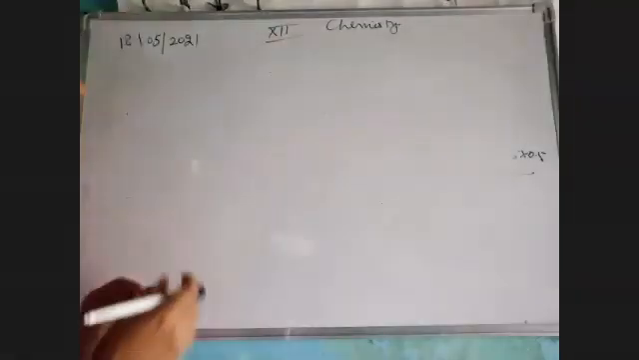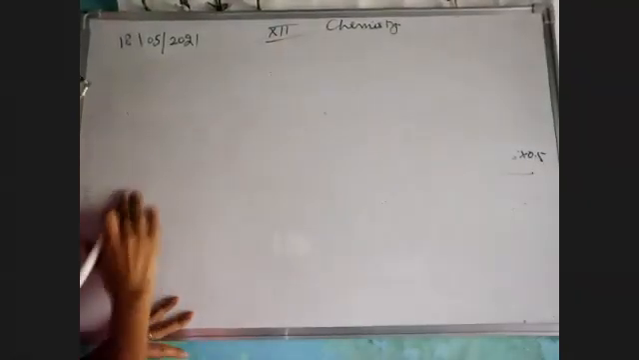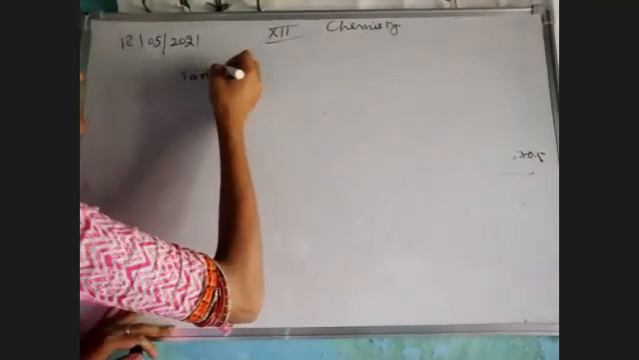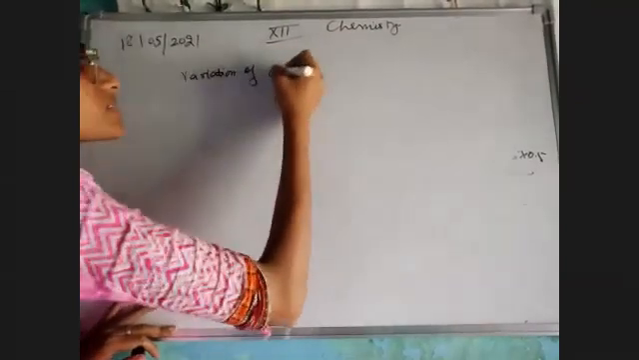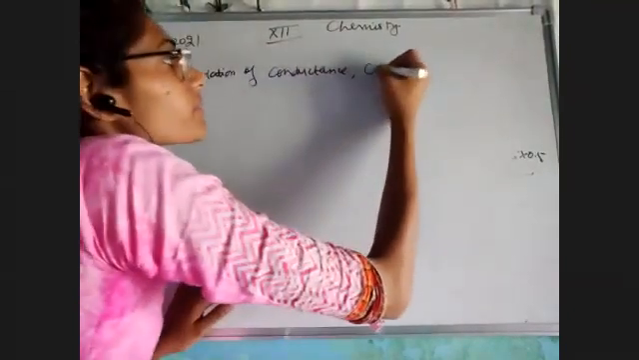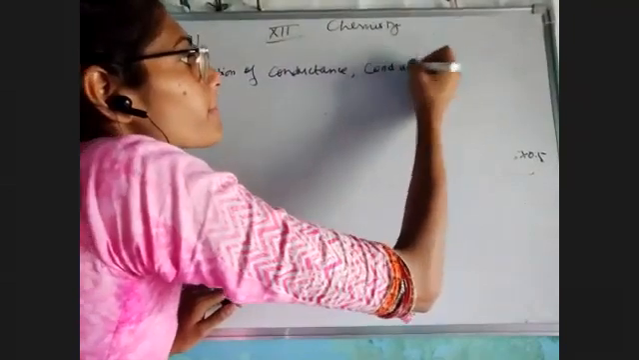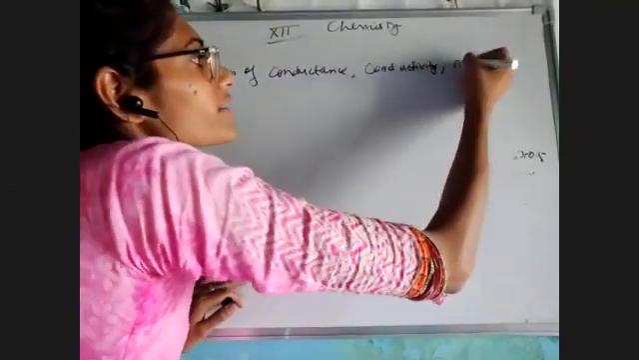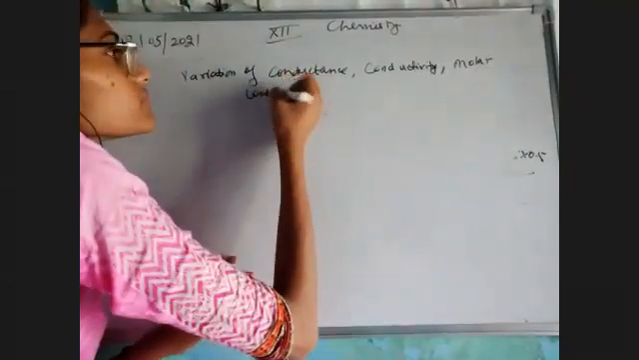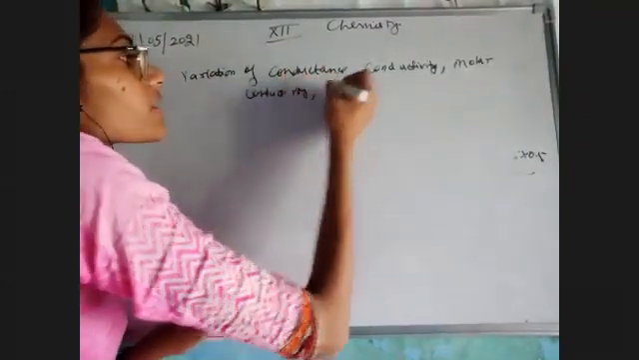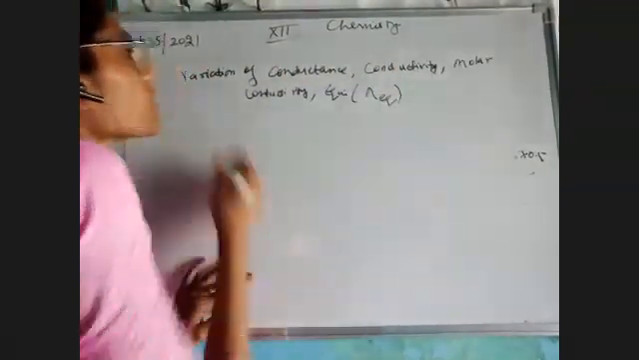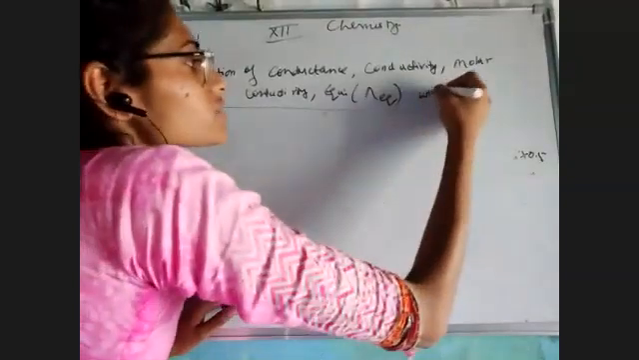Okay. Now, let's first of all move to the topic: variation of conductance, conductivity, molar conductivity, and equivalent conductivity, that is known as lambda equivalent, with concentration.